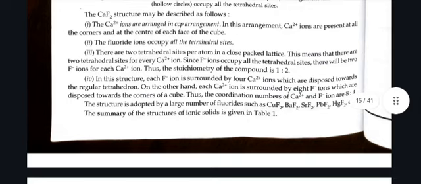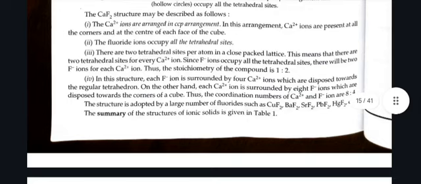There are 2 tetrahedral sites per atom in a close packed lattice. This means that there are 2 tetrahedral sites for every Ca2+ ion. Since F- ions occupy all the tetrahedral sites, there will be 2 F- ions for each Ca2+ ion. Thus the stoichiometry of the compound is 1:2. In this structure, each F- ion is surrounded by 4 Ca2+ ions, which are disposed towards the corners of a regular tetrahedron. On the other hand, each Ca2+ ion is surrounded by 8 F- ions, which are disposed towards the corners of a cube. Thus the coordination numbers of Ca2+ and F- ions are 8:4.